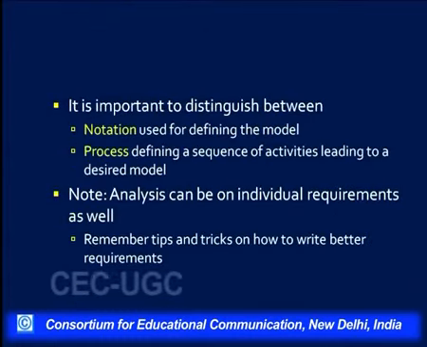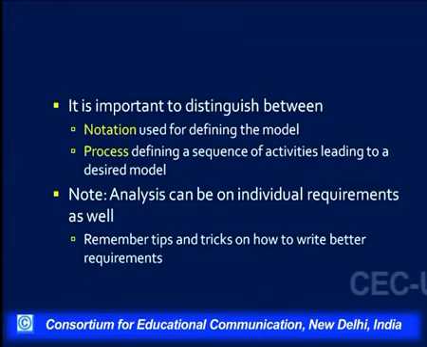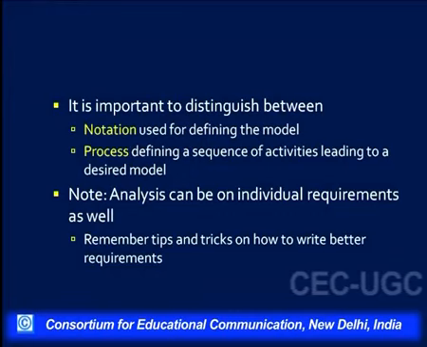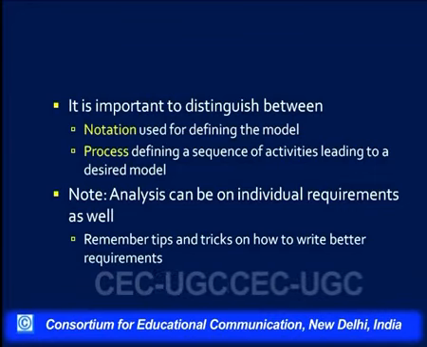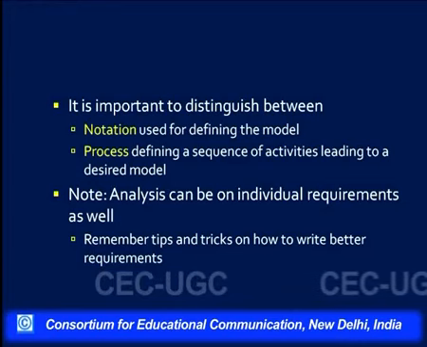So basically it is important to distinguish between the notation, that is the model, and the process. Notation is used for defining the model, how the model is defined, and process is defined as a sequence of activities leading to a desired model. So what are the activities which were involved while you were developing the model? Analysis can be made on individual requirements, or on a specific requirement of the system. It's always better to note the requirements and then to go ahead with the modeling.